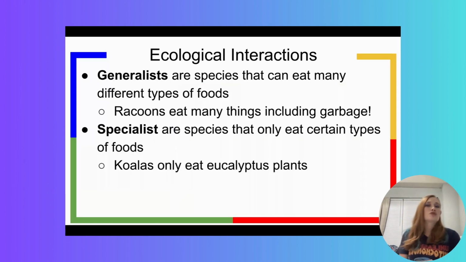So this brings us to generalists versus specialists. Generalists are species that can eat many different types of foods. For example, raccoons can eat pretty much everything. They even eat garbage. Specialists are species that can only eat certain types of foods. An example of this is koalas. They only eat eucalyptus plants. So those are some of your generalists and specialists.